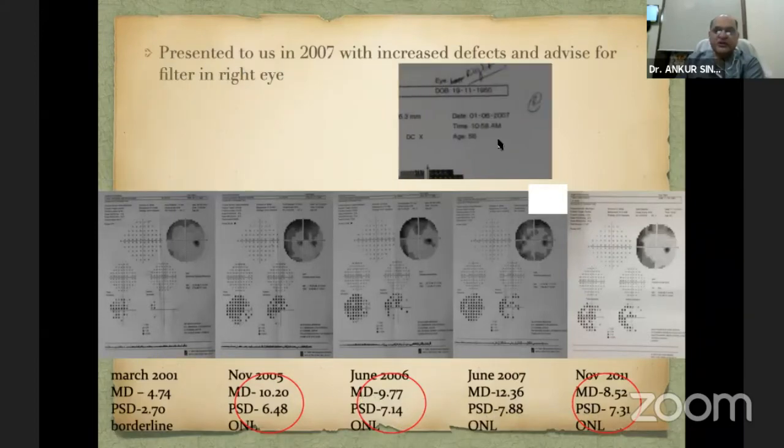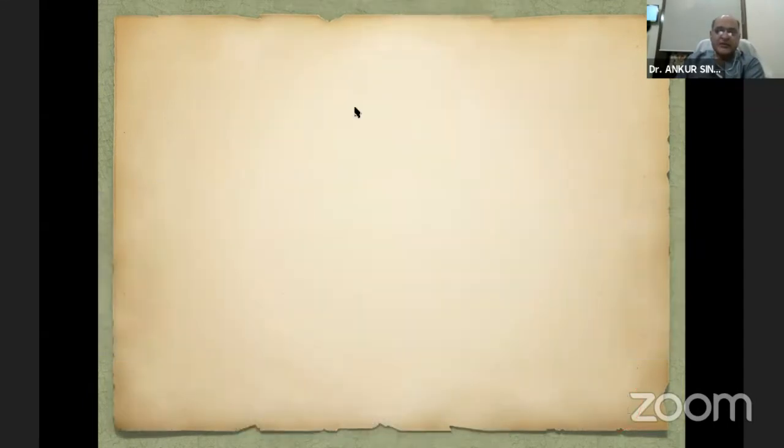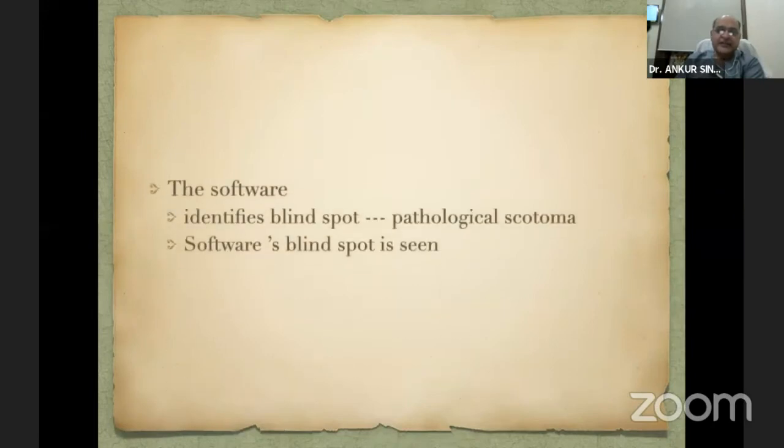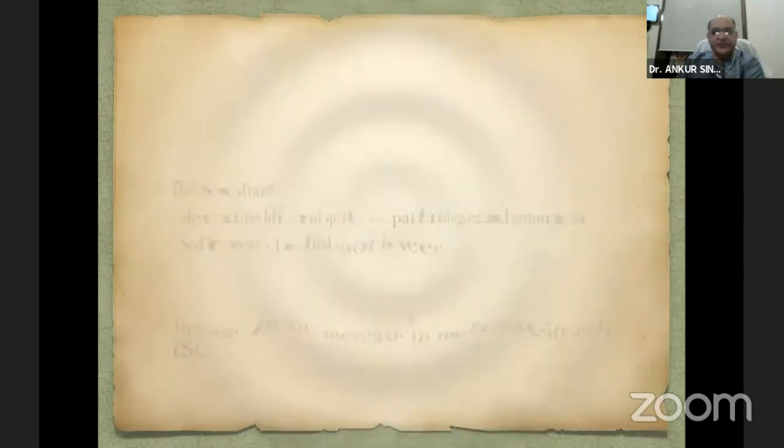So the problem here was that somebody had done the left eye program on the right eye visual field, and the cut was on the right side. So this is not the correct way. What happens here is the software identifies the patient's blind spot as a pathological scotoma, and the software's blind spot is seen by the patient. The increase in mean deviation was because of early cataract in this patient.